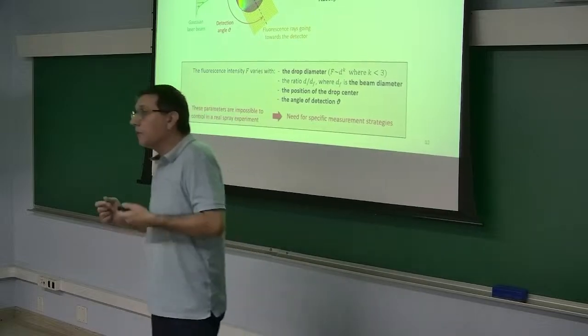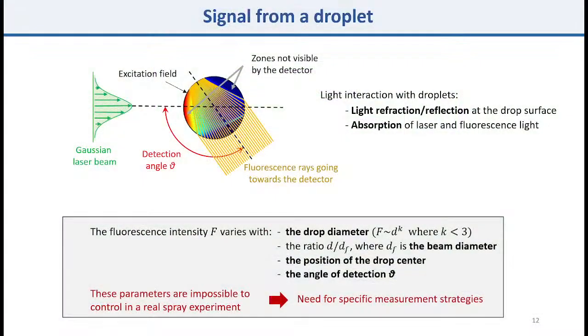In multi-phase flows, when there is a dispersed phase, in particular with droplets in sprays, the presence of particles introduces some additional effects for the fluorescence signal.